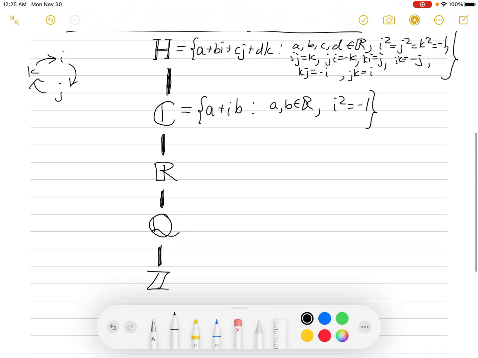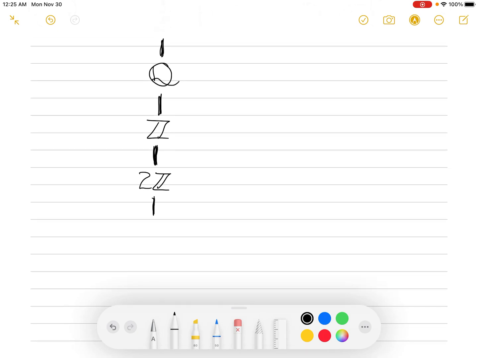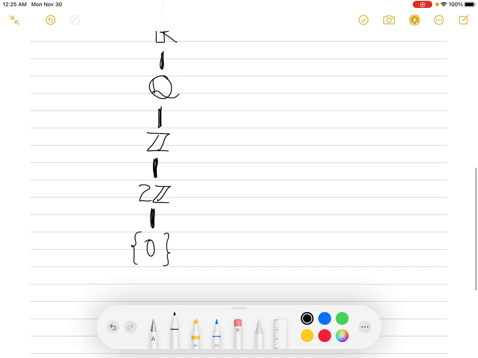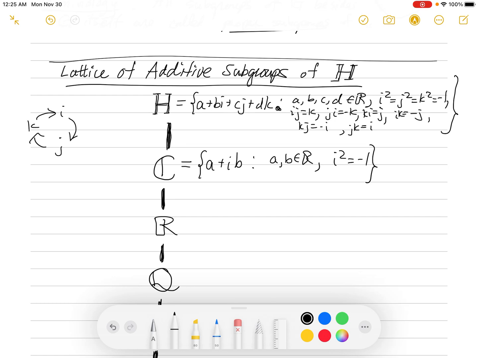And then what else do we have? We have integers, right? Integers are contained within the rationals. Then we could do something like within integers, there are even integers, 2Z, right? These are even integers. And you can do 4Z. You could do 8Z. Down here, I'm going to have the trivial subgroup, which would be the set containing just 0. So these are all additive groups, groups under addition. It turns out they're all abelian. So addition commutes here. These elements commute under addition.